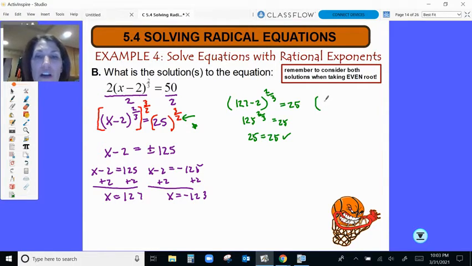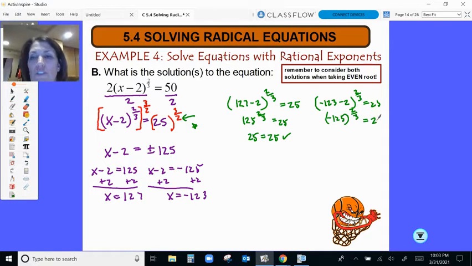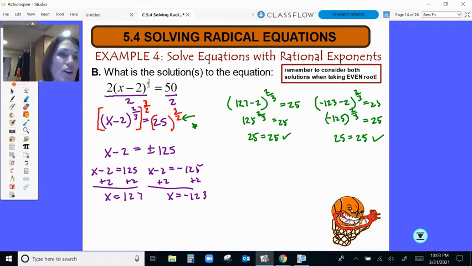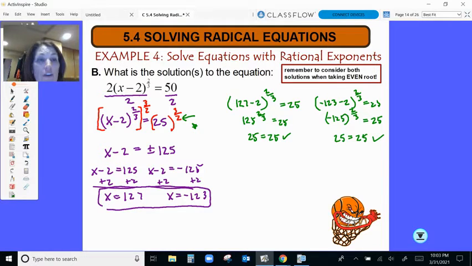This one's going to be negative 123 minus 2 to the 2/3 equals 25. And we have negative 125 to the 2/3 equals 25. Cube root of negative 125 this time is -5, but -5 squared is a positive 25. And so this one checks out also. So both of my solutions are good, x equals 127 and negative 123. Okay, so watch out for those even roots.